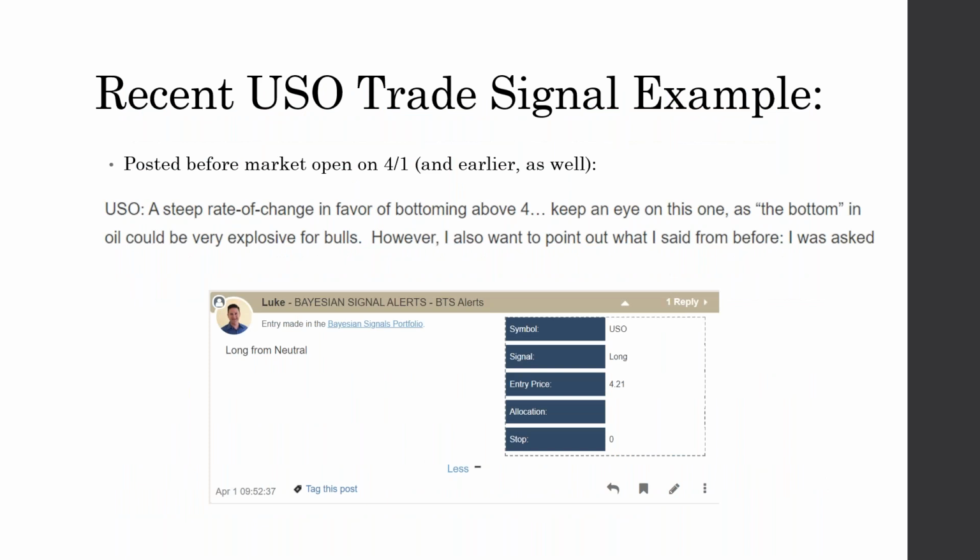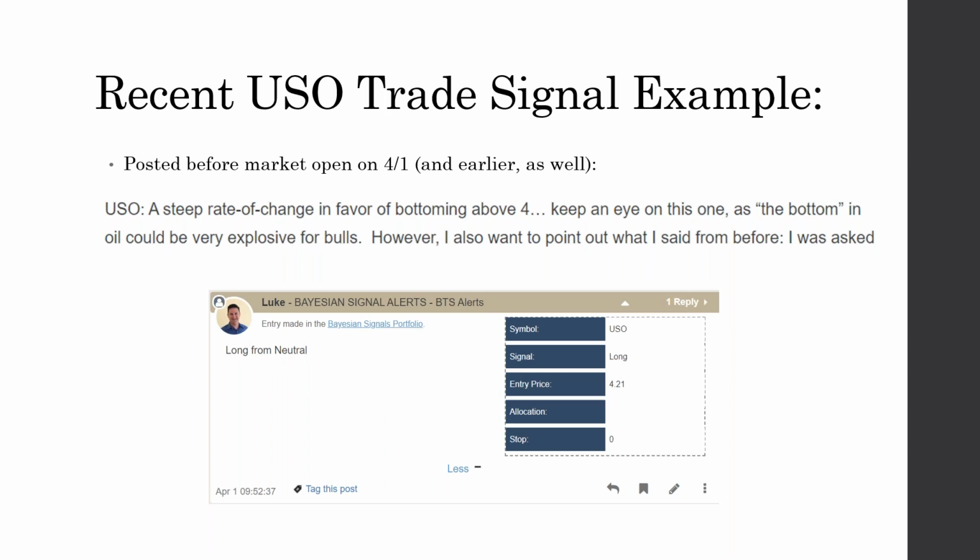I have a snippet from the Daily Thoughts. This was posted before market open on 4-1, and it was also posted on earlier days, the day before and the day before that as well. But here it goes. I had a steep rate of change, which means a steep rate of change in the probabilities, and that will also impact a signal triggering or not. So I said, keep an eye on this one. Bottom could be getting close and it could be very explosive. The next day, USO basically had its largest one day and even two day move in its history.